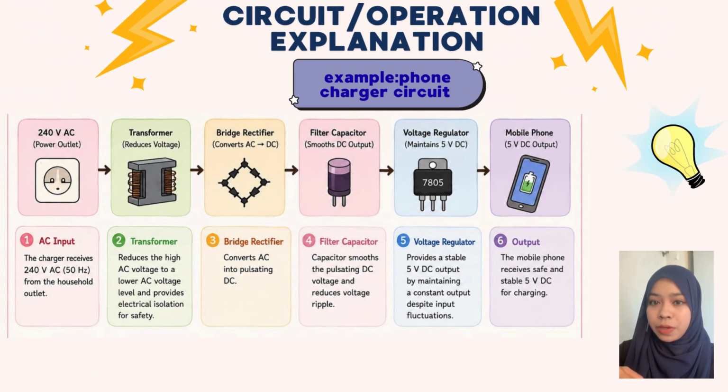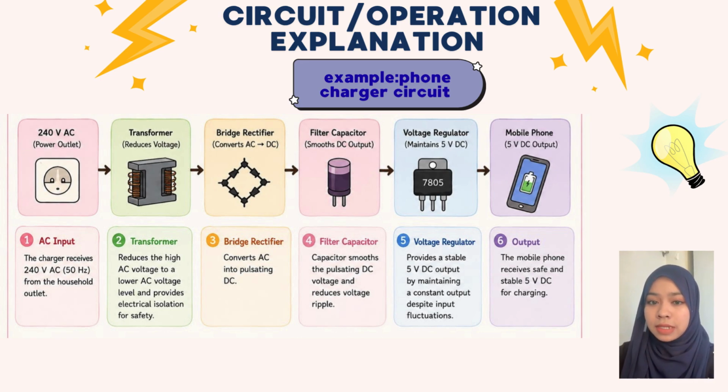For the circuit operation, I will use a phone charger as an example. The process begins when a charger is connected to a household power outlet supplying 240-volt AC. First, the transformer reduces the high AC voltage into a lower AC voltage suitable for electronic circuits. Next, the current passes through the bridge rectifier, which converts AC into pulsating DC using diodes.